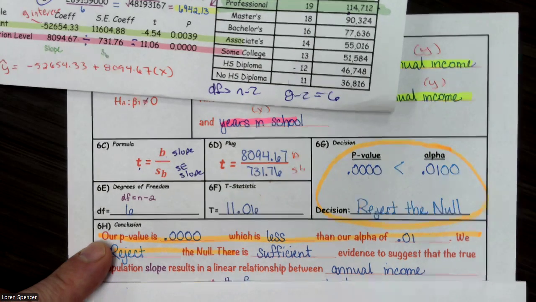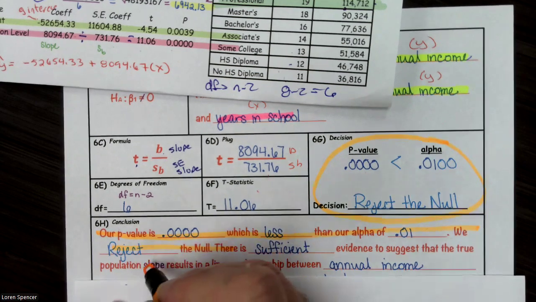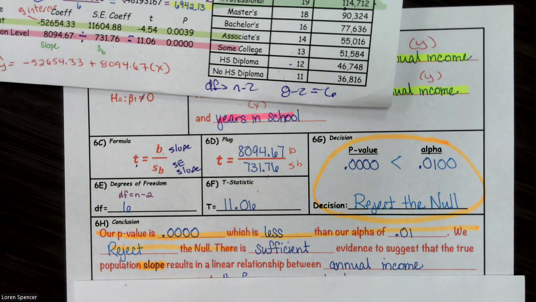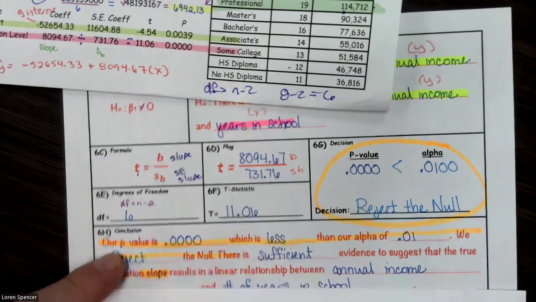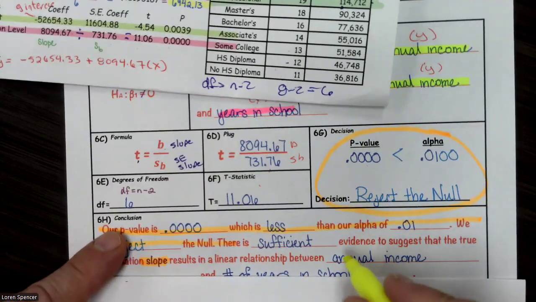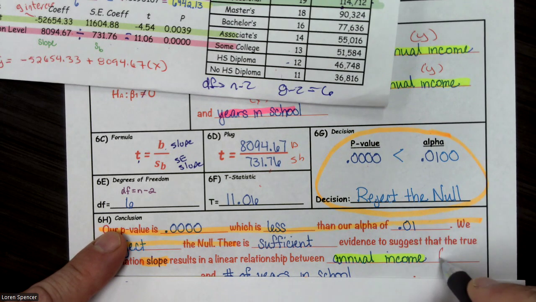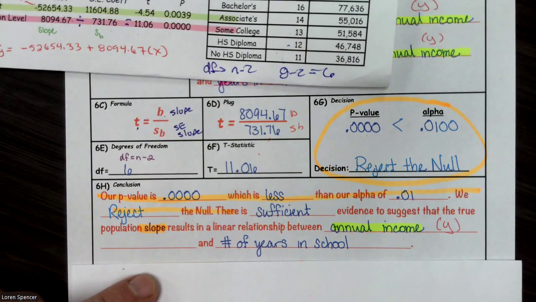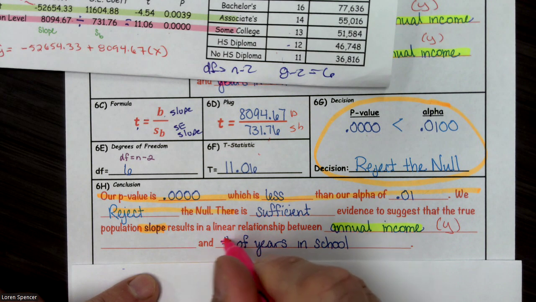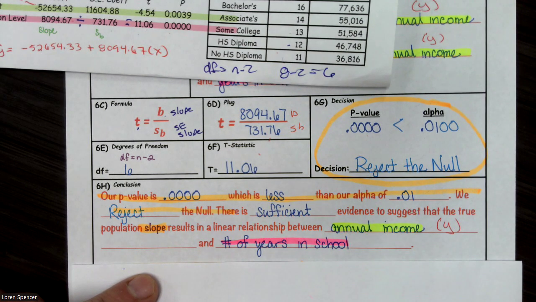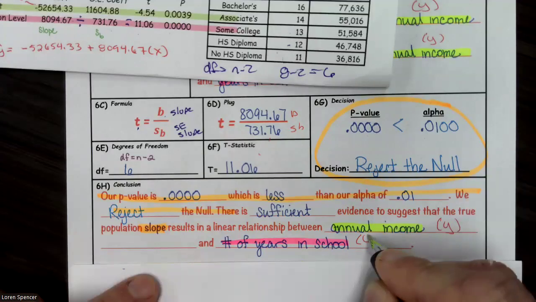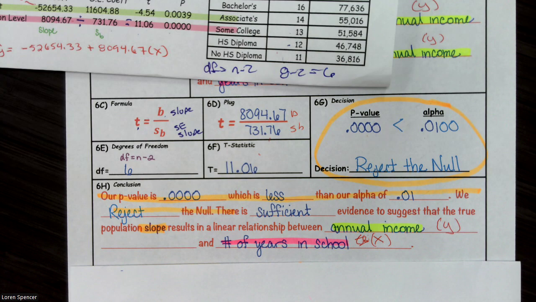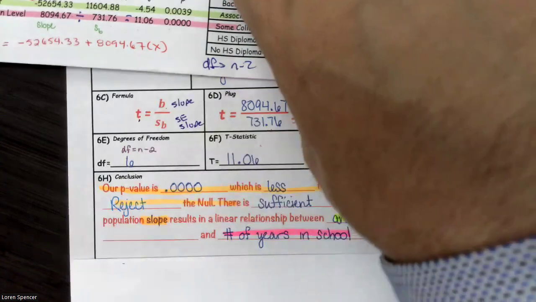So there is sufficient evidence to suggest the true population slope results in a linear relationship between annual income, being my Y, and number of years in school or education level, either one, which is my X. Always sticking with the YX order. Okay? All right, that takes care of the hypothesis test.